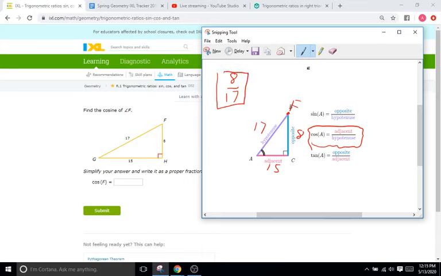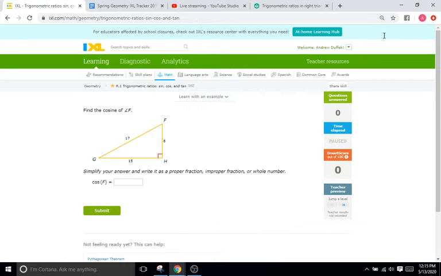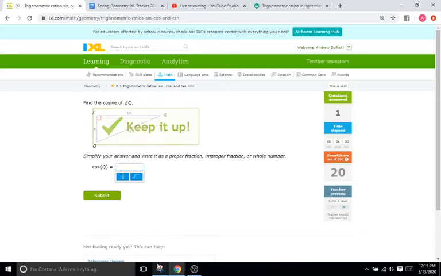Okay, and then IXL says that it wants us to simplify your answer and write it as a proper fraction, improper fraction, or whole number. Okay, so our fraction again was 8 over 17. Can we simplify that in any possible way? 8 over 17. Nope, 17 is a prime number, so we're going to leave that alone. And that's all there is to it.